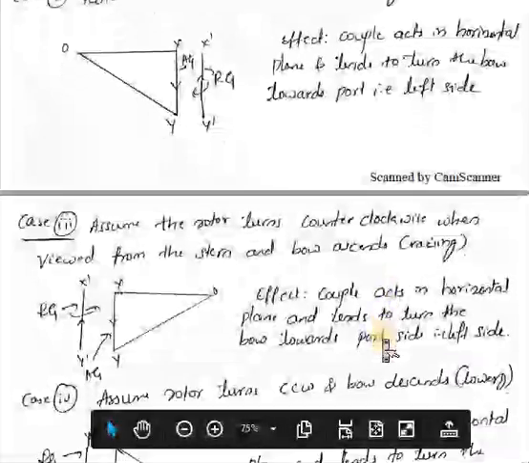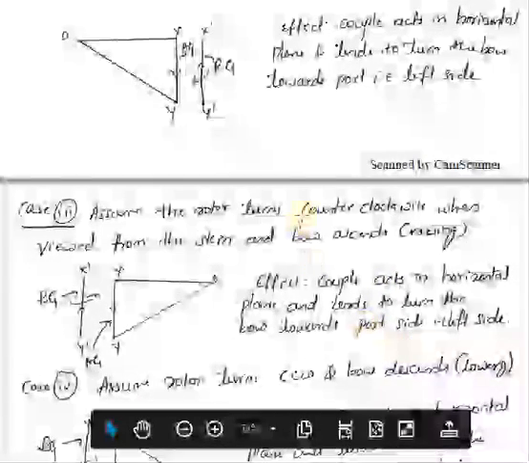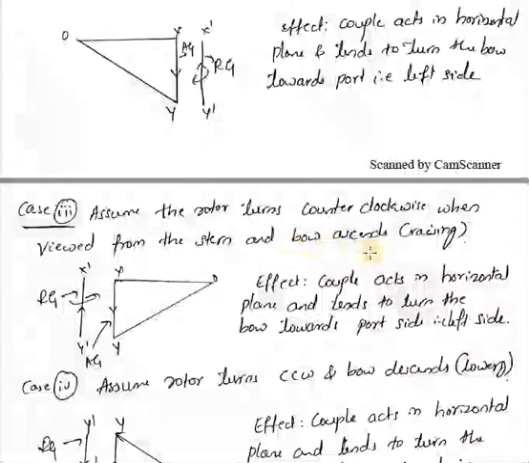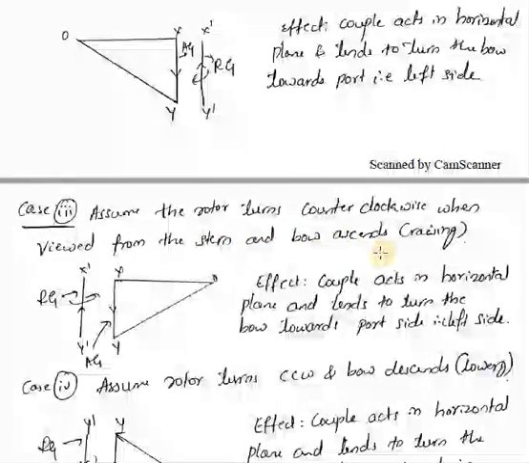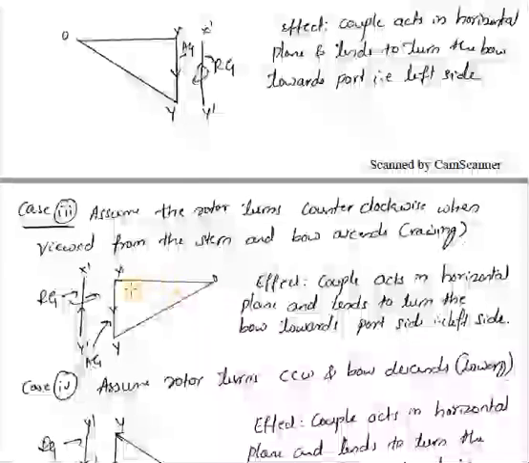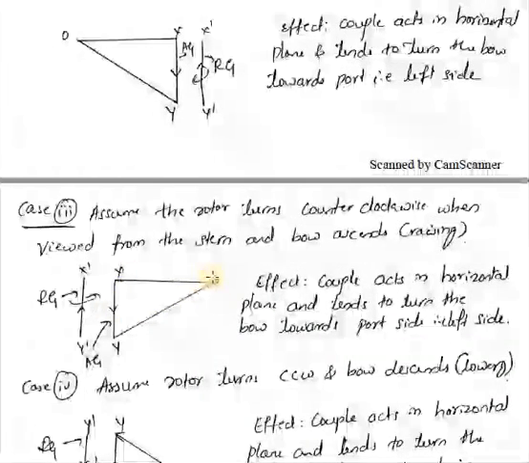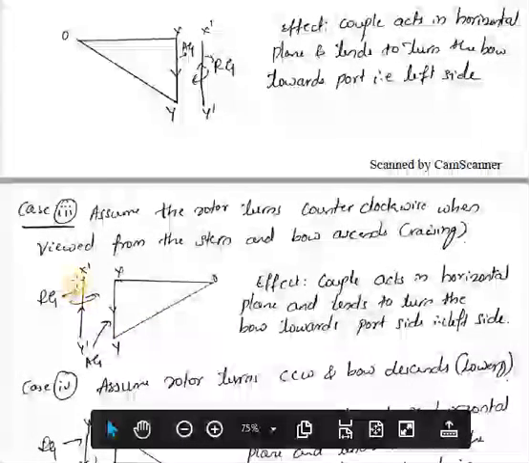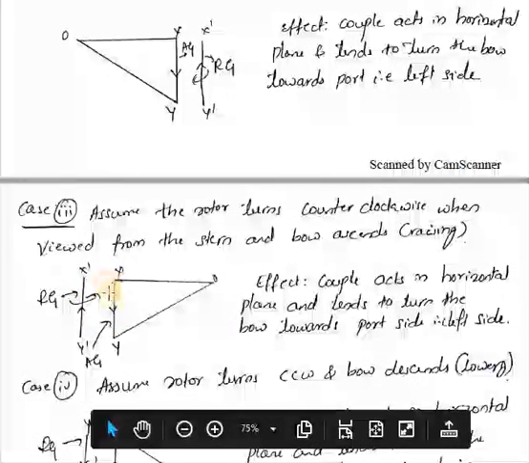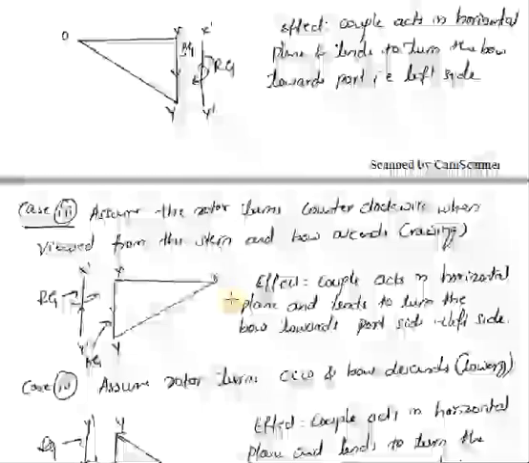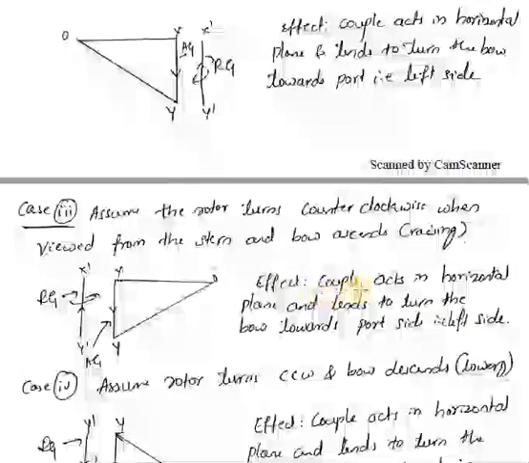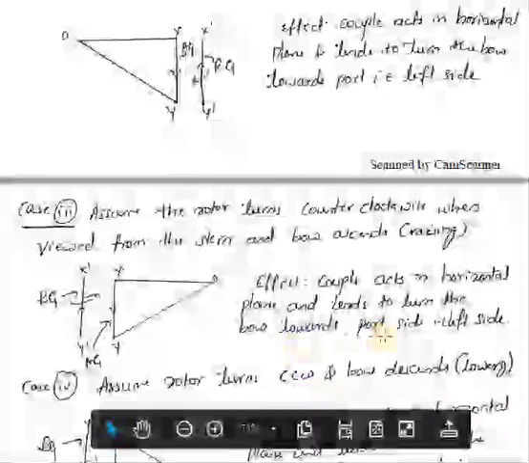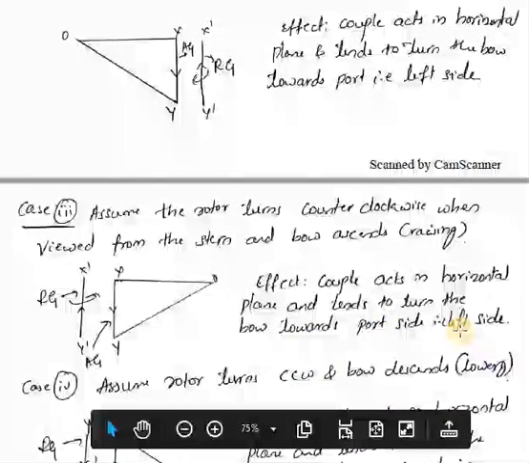Next, the other 2 cases. Assume the rotor turns counterclockwise when viewed from the stern and the bow ascends, that is, the bow rising. So the angular momentum vector diagram: this is before the rise and this is after the rise, and this is the reactive gyro couple and this is the active gyro couple. The effect will act in the horizontal plane and it tends to turn the bow towards the port side, that is, towards the left side.